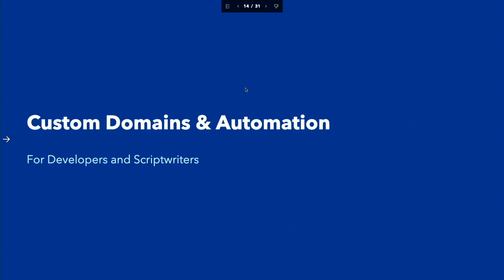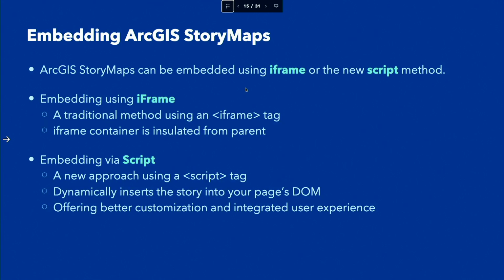So let's explore how we can host story maps on your custom domain or your own domain, as well as automate certain tasks using the StoryMaps Python API. We just saw a demo of how we can embed various content within story maps. But now we are going to see how you can embed your story maps into your own website or on your own web page. But before we do that, let's see why we want to do it.